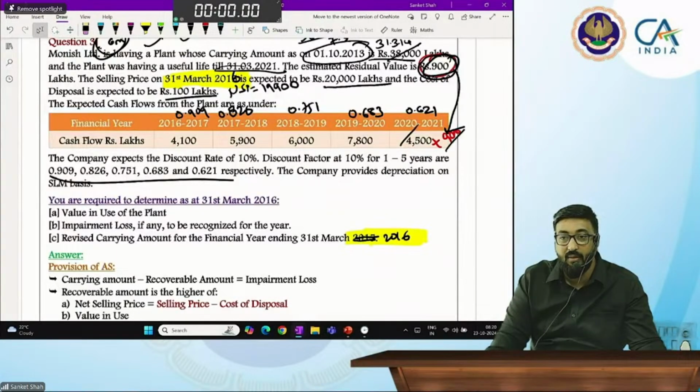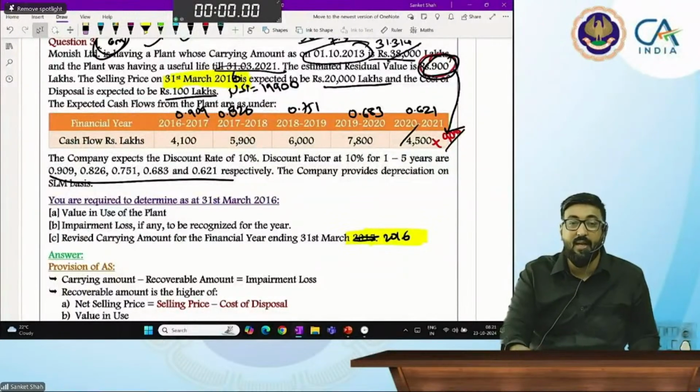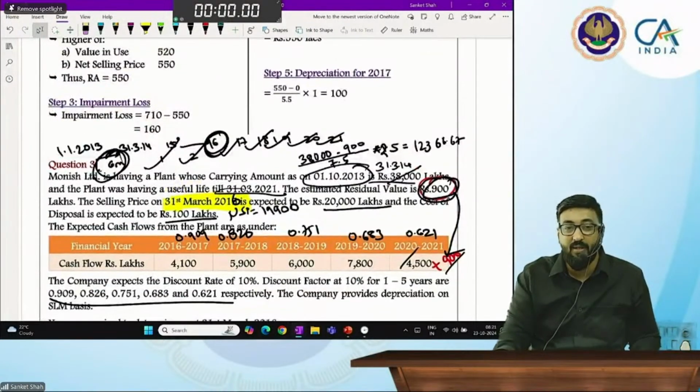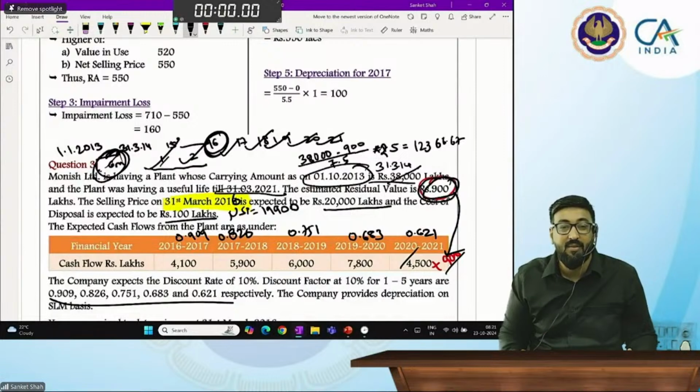Tanu ji, you are not audible. Okay, he is asking me how to calculate 2.5 years. It is very simple. We are at the end of 2016. So how many years have we completed? First up to 2014, 6 months, then 2015 is 1 year and 2016 is 2 years. So 2.5 years. It is very simple.